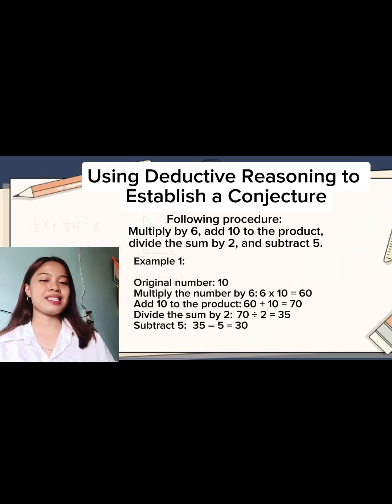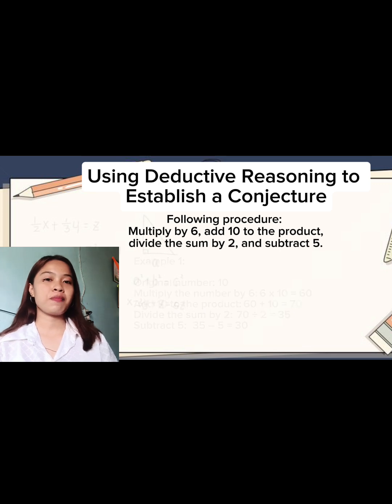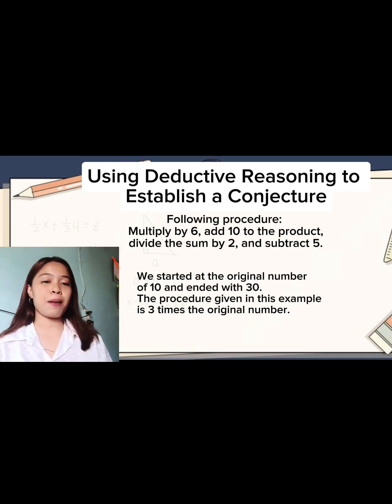An example of this is, we have the original number of 10. Multiply the number by 6, so 6 times 10 is equal to 60. Add 10 to the product, so the sum will be 70. Divide the sum by 2, and the answer will be 35. And subtract 5 with the answer of 30. We started at the original number of 10 and ended with 30. The procedure given in this example is 3 times the original number.